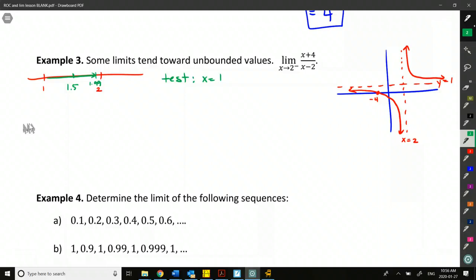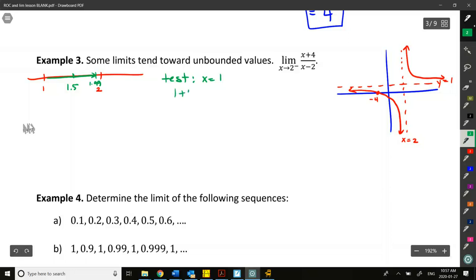I already know, because this is some kind of asymptote that I'm approaching, it's going to be +infinity or -infinity. That's what's going to happen, right? I'm going to go either up forever or down forever. So all I really need to check with this is if I'm going toward the negatives or going toward the positives. And then I'll know positive or negative infinity. So let's just do a couple little tests here.